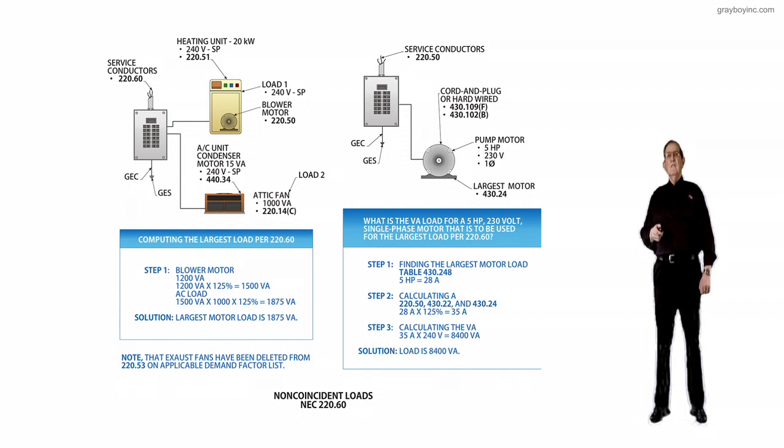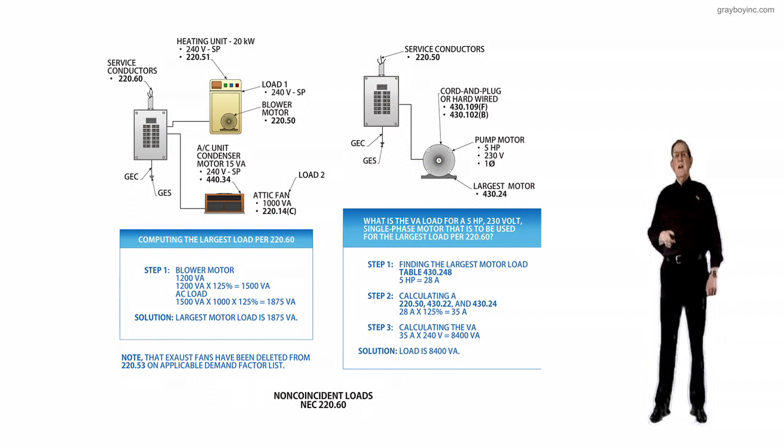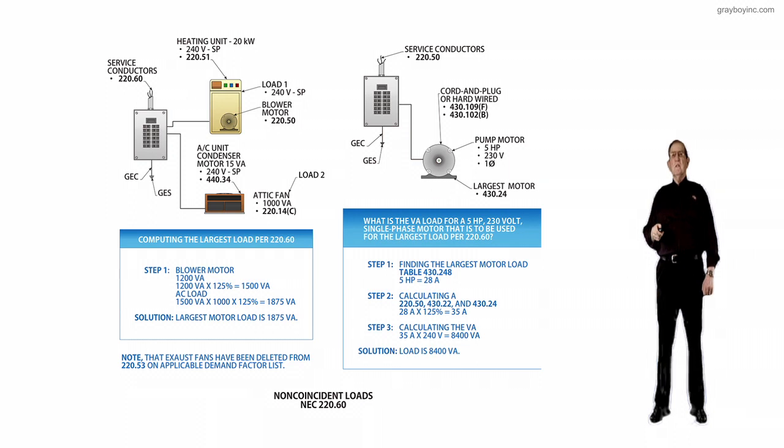And since the non-coincidental load is the air conditioner, we would tack 125% on to that 1500 VA, and we'd come up with 18.75 when you added the 125% load of 1500 VA to the condenser motor, the 1000 VA, and we'd come up with a total load there. So your largest motor then would be 1,875 VA.